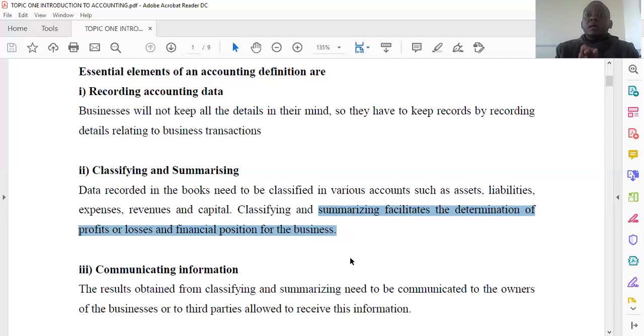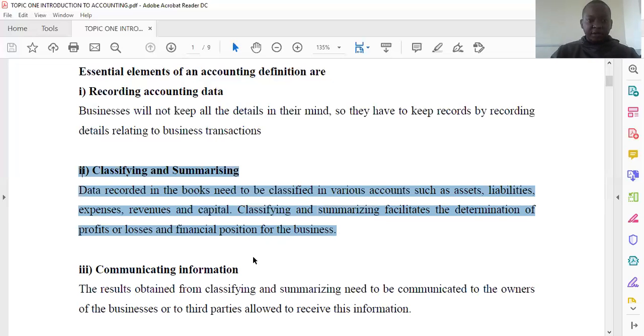So it would make a lot of sense if these many transactions can be summarized in a small report that can be given to the various stakeholders of the business, to communicate the impact of the numerous transactions on the financial performance and on the financial position of a business, so that we're able to tell that the business has made this much in terms of profit or losses. So classifying and summarizing are key elements in an accounting definition.